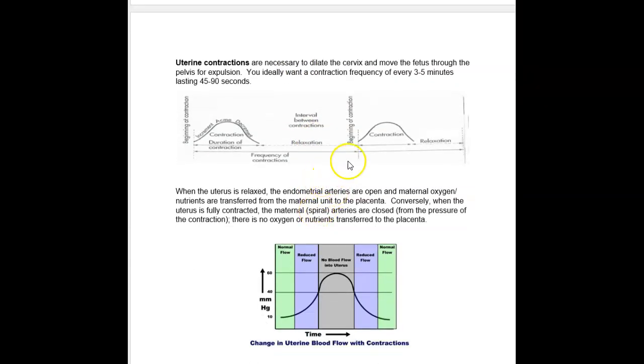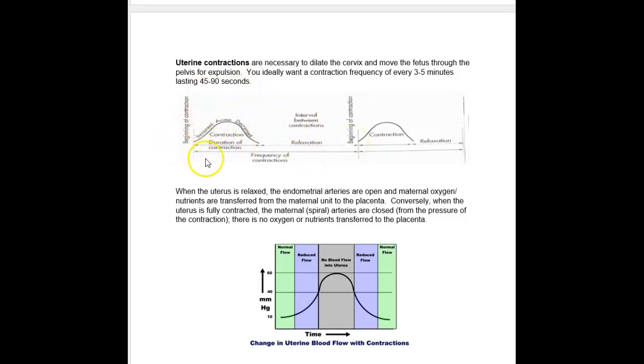Now the uterine contractions. So the uterus, of course, contracts and pushes the baby out, dilates your cervix. You want contractions every 3 to 5 minutes, lasting 45 to 90 seconds. And so here's the anatomy of a contraction. So it's the increment when it goes up, the acme, which is the peak, and then the decrement. The duration of the contraction is from the beginning of the contraction to the end of that contraction. We want this to be 45 to 90 seconds. And then the frequency is from the beginning of one contraction to the beginning of another contraction. And we want those every 3 to 5 minutes.